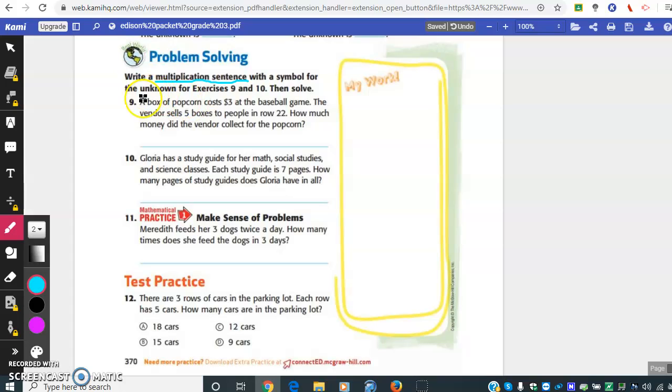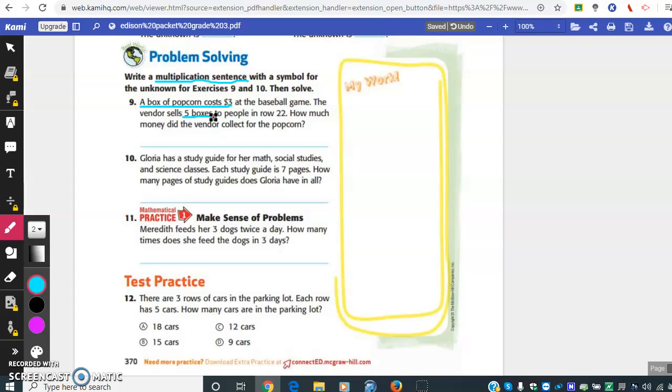Okay, so I'm going to look at number 9, and number 9 says, a box of popcorn costs $3 at the baseball game. So I'm going to underline that. A box of popcorn costs $3. And then it says the vendor sells 5 boxes to people in row 22.